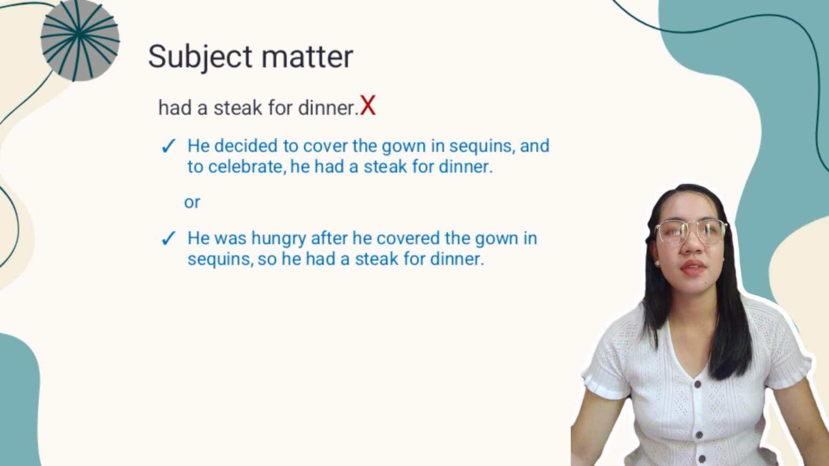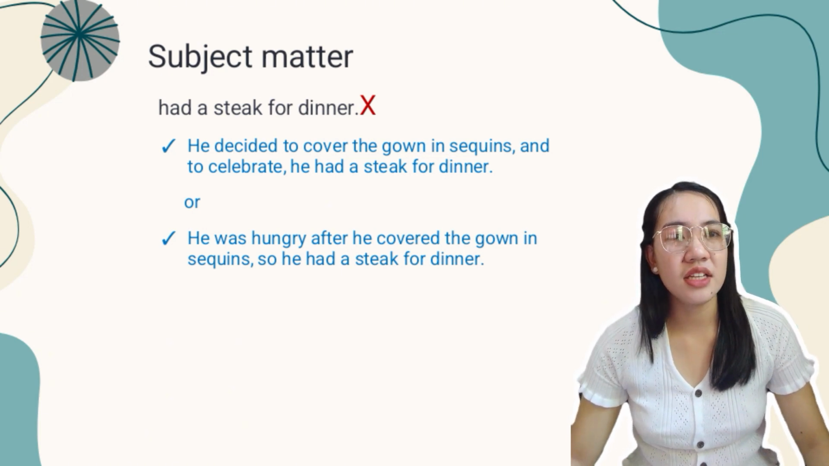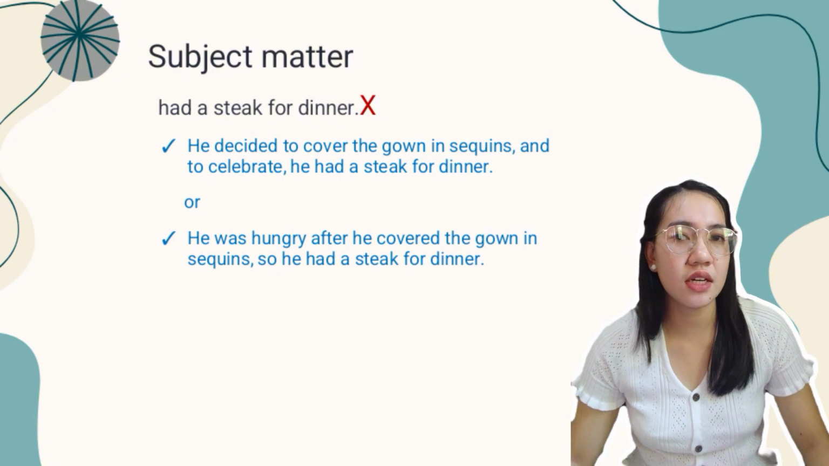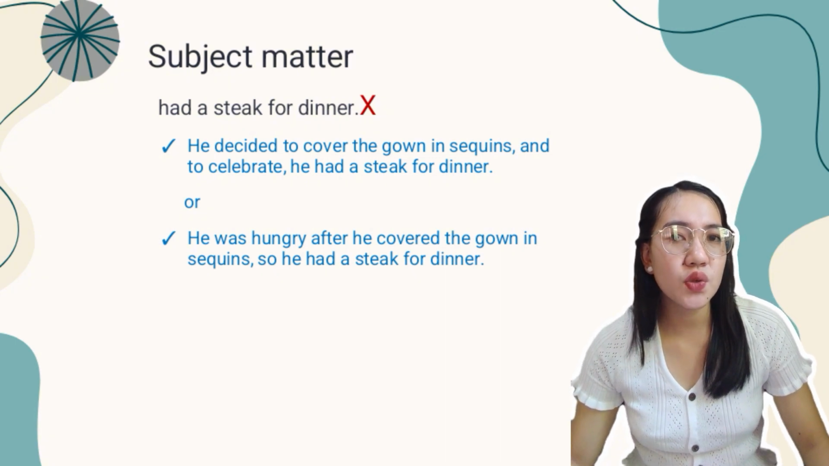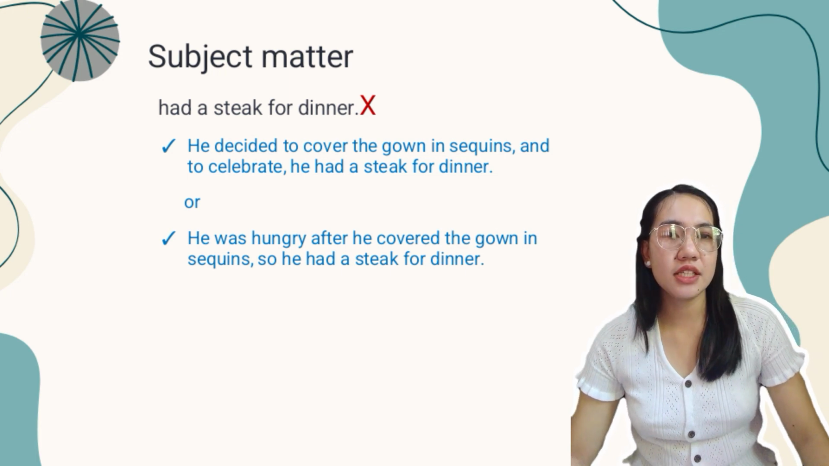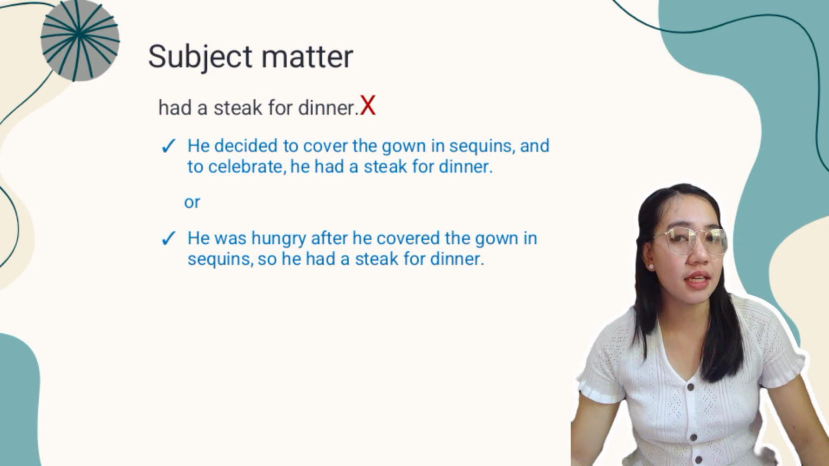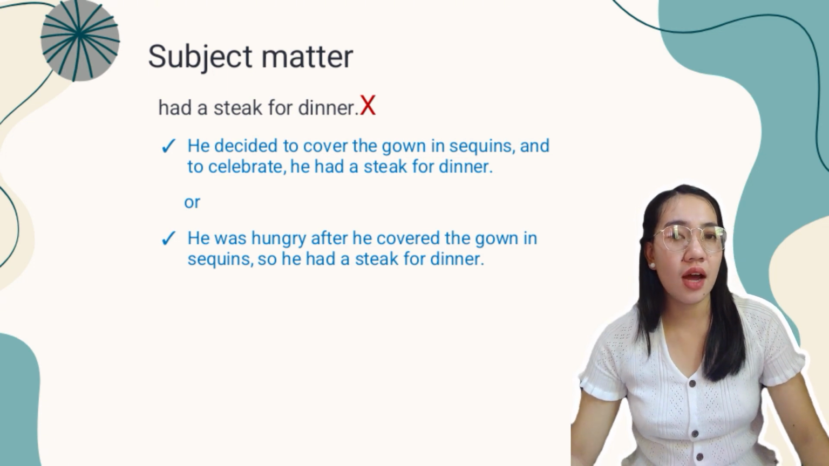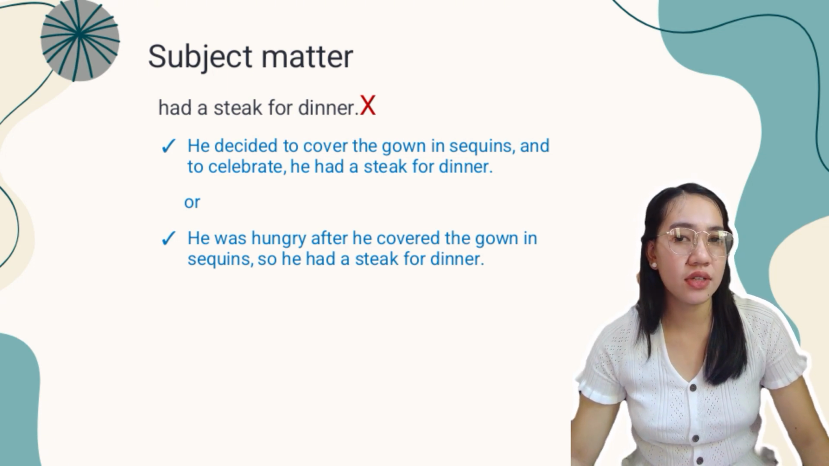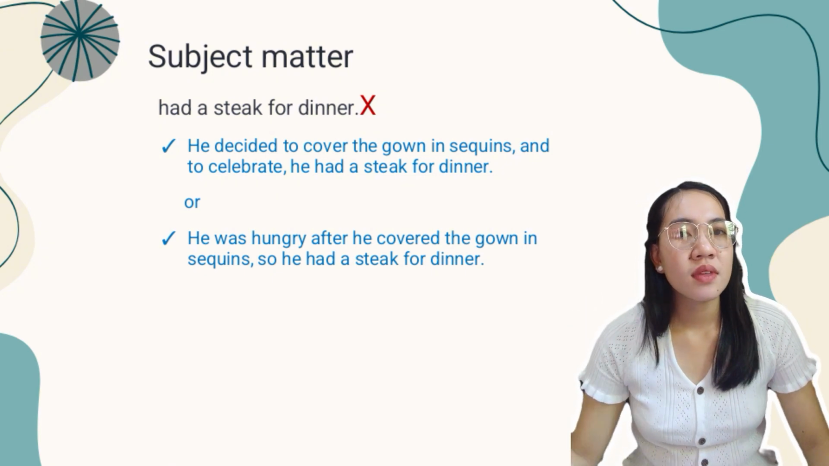Subject matter. Had a steak for dinner. Huh? Unless being a fabulous designer is a recipe for steak. These two actions don't seem to have much in common. Parallelism in subject matter means that everything discussed in a sentence should have at least some amount of clarity and relatedness. So here's the correct sentence.